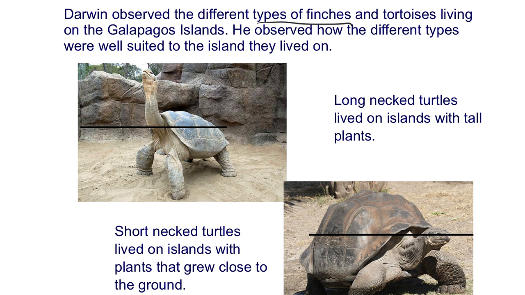Also, he saw long-necked tortoises on islands in the Galapagos that had tall plants. So these guys evolved where there were taller plants, and short-necked tortoises where the plants grew close to the ground. So another adaptation that caused two different species from what was one kind of tortoise.